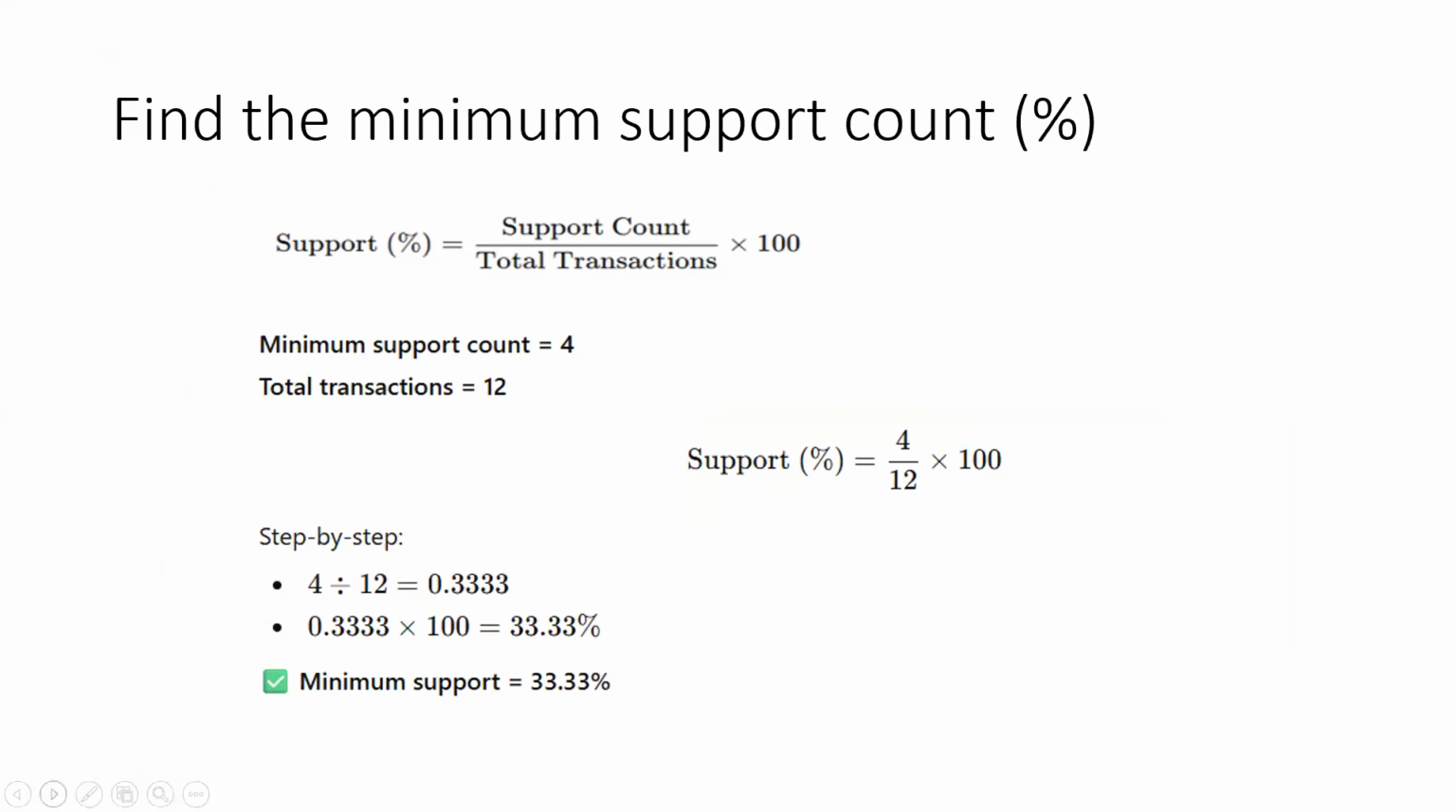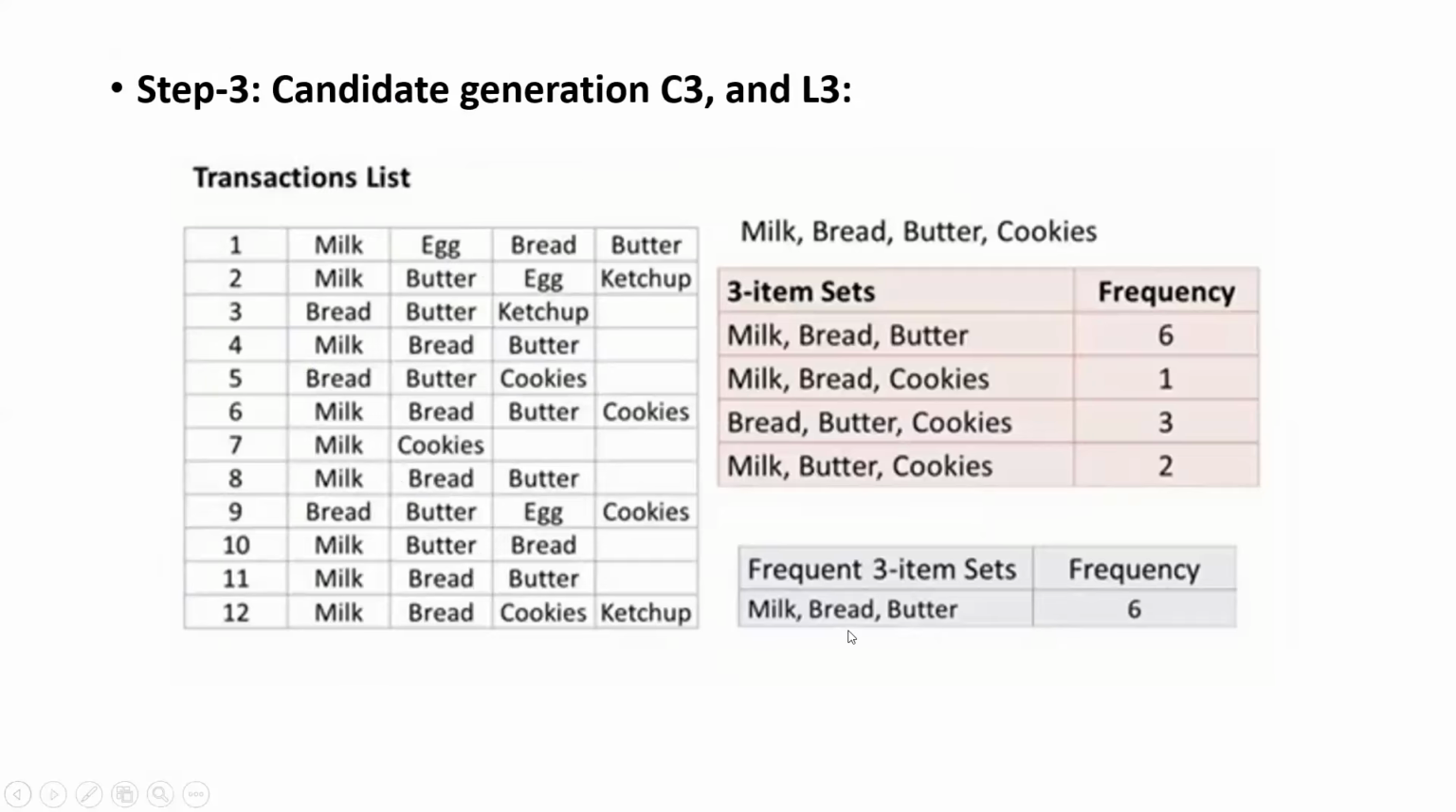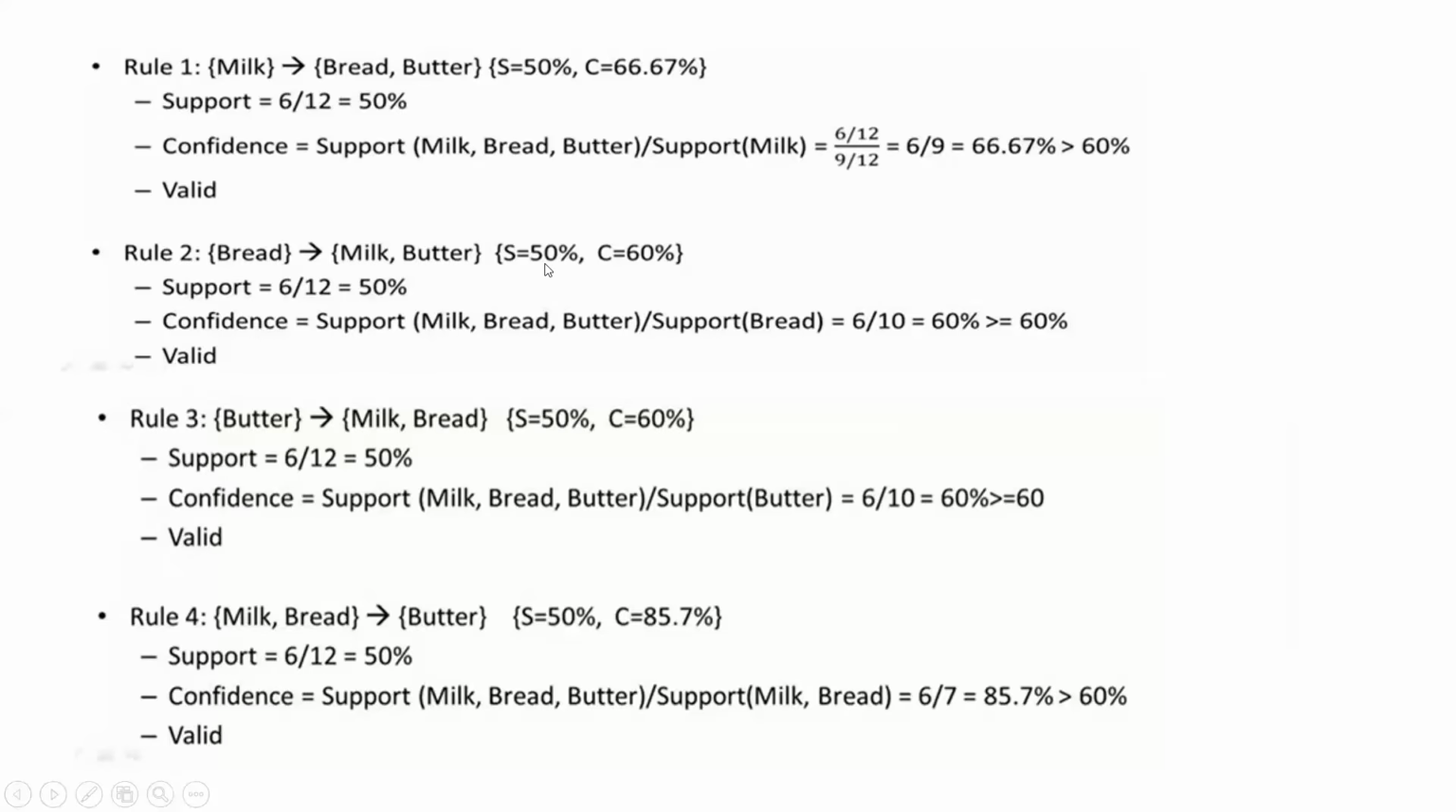Okay. Now, support of I. What is I? I means all the item set: milk, bread, butter. Divided by support of S. What is S? The first subset here, milk. So, support of milk. Milk, bread, butter, how many times in this? In this we have 6. Okay, so this 6 is divided by support of milk.